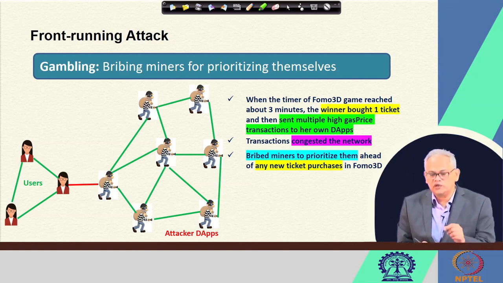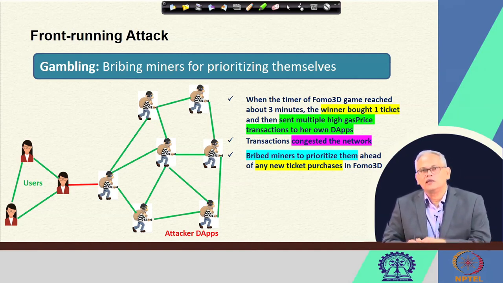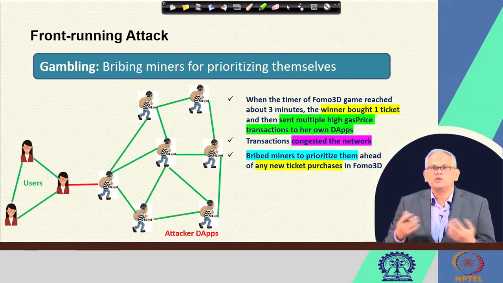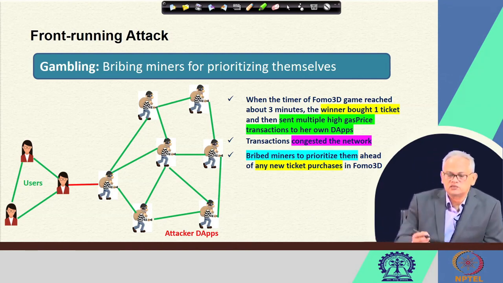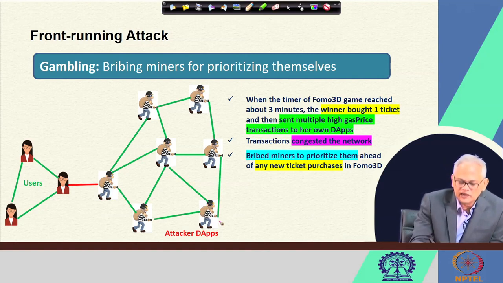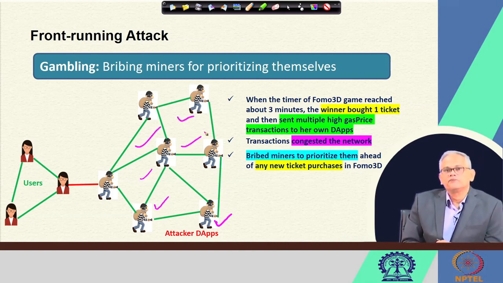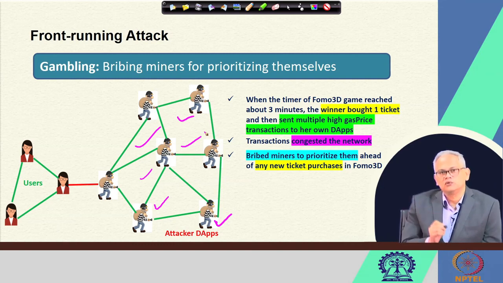So, it was within 3 minutes of that. What the winner did was, the winner bought one ticket, and then sent multiple such high gas price transactions to her own DApps. So, this attacker had all these DApps as shown here. Okay. So, these are all the attacker's DApps, and then the attacker purchased 3 minutes before it was going to close.